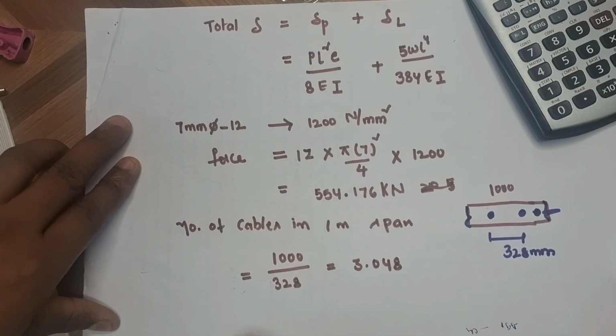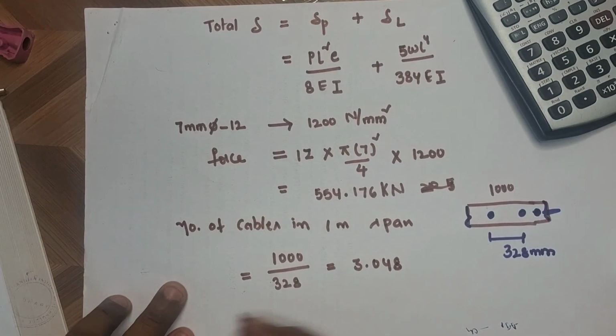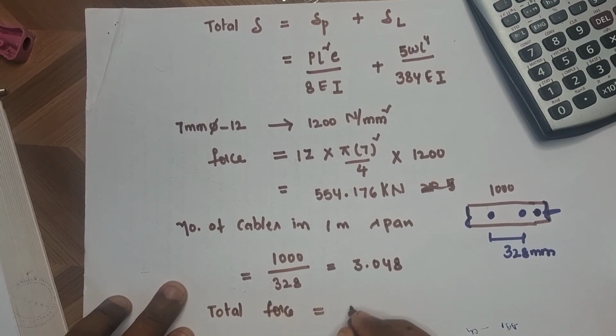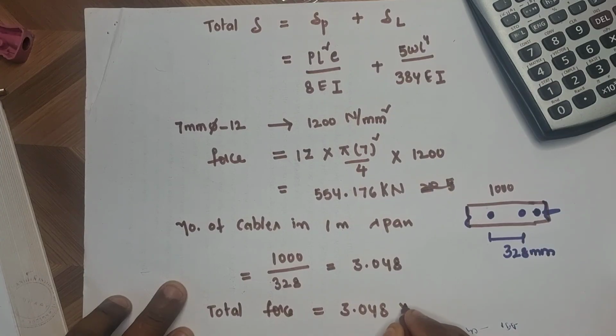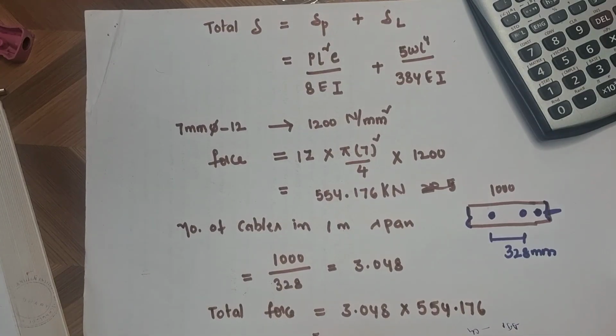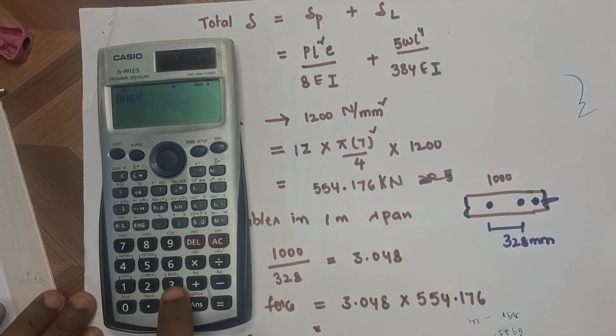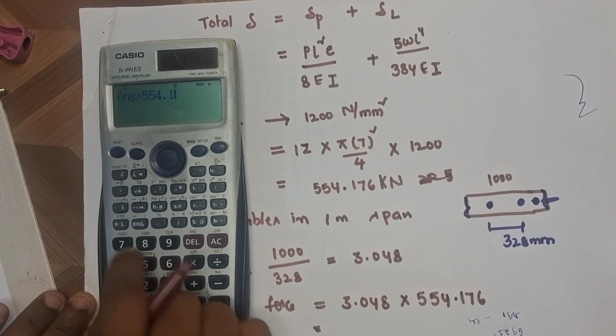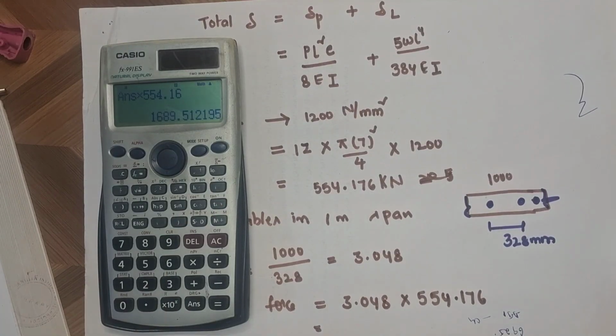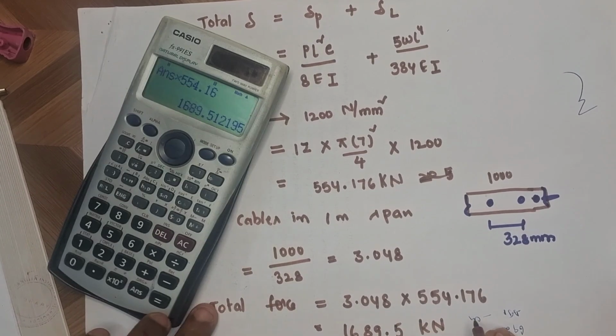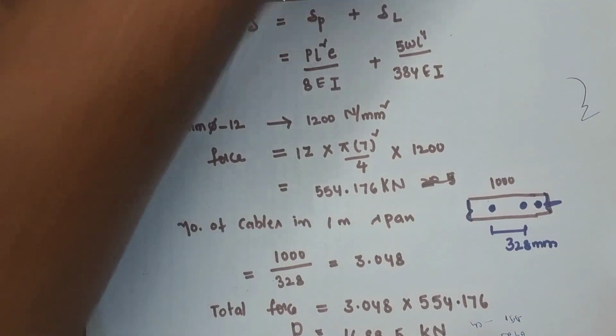Now total force is equal to 3.048 times 554.176, that is equal to 1689.5 kilonewtons. This is total force P, total prestressing force P.